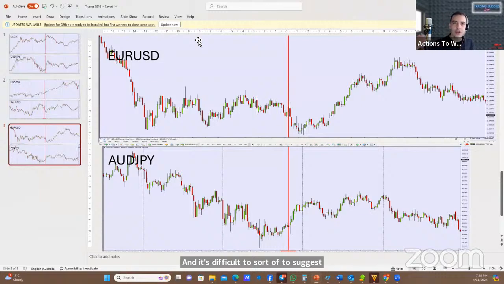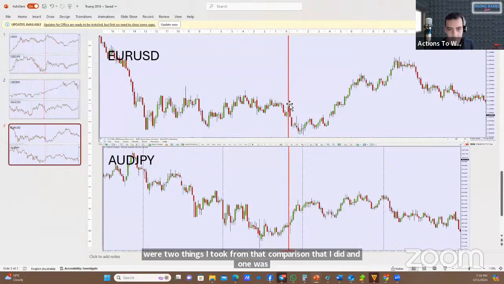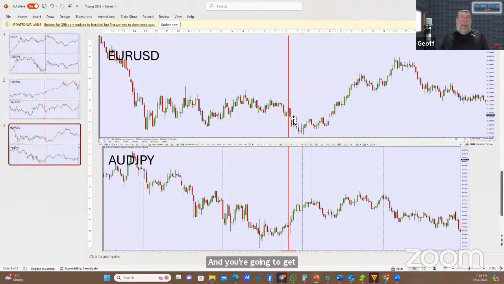I think the longer term position will probably be the safer way to play this right now, because we're so close to the election that taking short term positions now could get battered very easily, with wide spreads. There were two things I took from that comparison that I did, and one was wait till the election's over, and you're going to get a good guide as to what's going to happen in the next little bit.